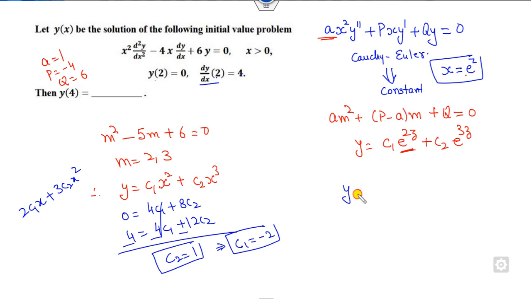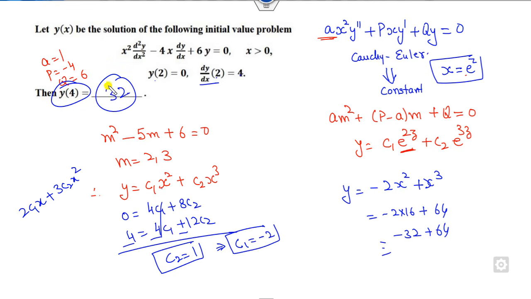So what is y? y is −2x² + x³, since c2 is 1. Your target is to find y(4). So y(4) is −2 into 16 plus 4 cubed, 64: −32 + 64. The right answer is 32. That's a very simple shortcut trick. You can apply it directly here.